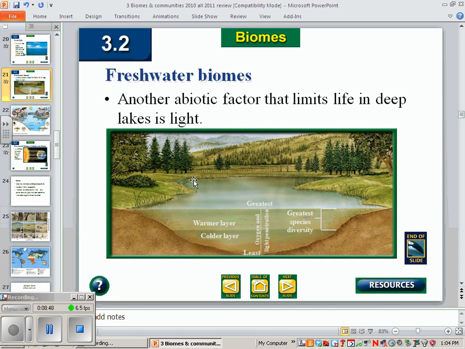Freshwater biomes: I want you to notice on this, you have a cold layer on the bottom and a warm layer on top. It could be photic all the way down if it's not too deep. I do want you to notice that the deeper you go into the water, the lower the amount of oxygen and light that you're going to have. Most of the species diversity is going to be on the edges.